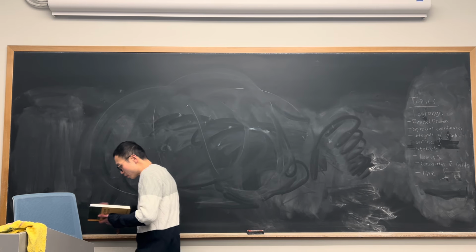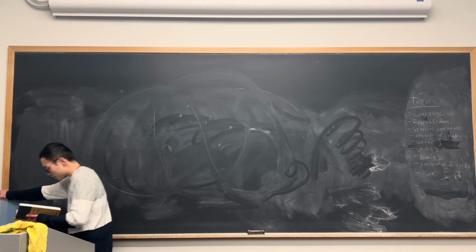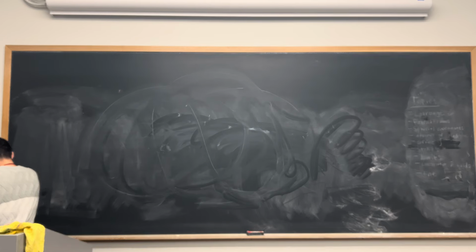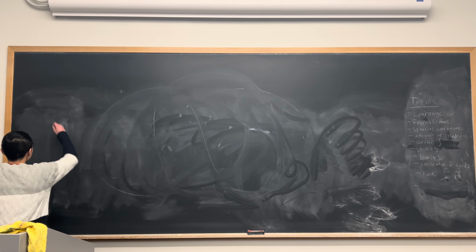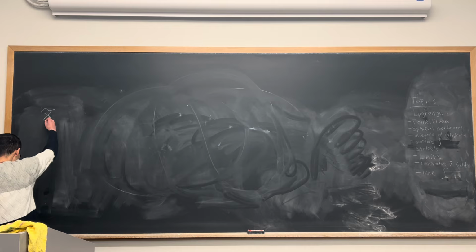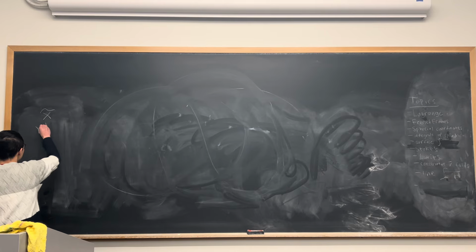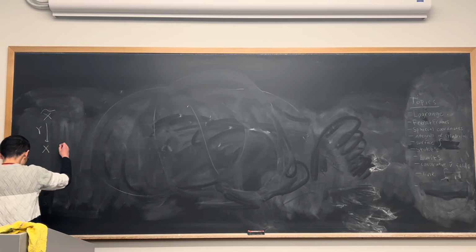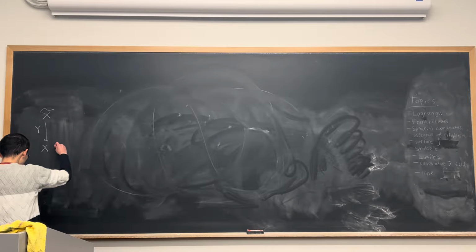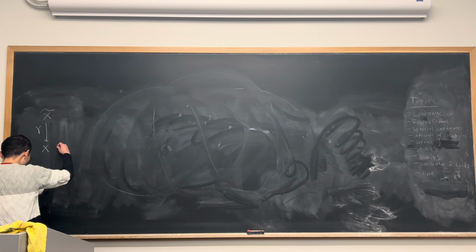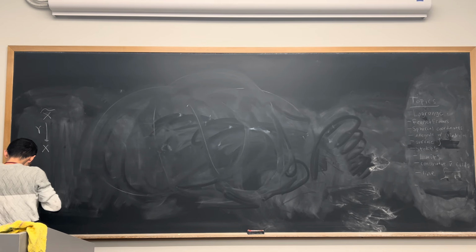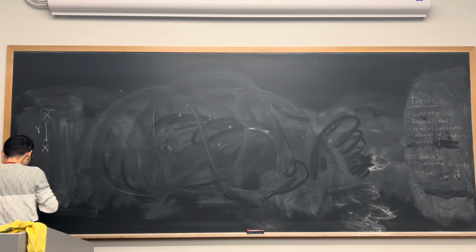Okay, so let me draw this diagram. Remember last time we have this X tilde, and then we have this covering projection map gamma. This is the space X. Okay, so this is just X. X is connected, locally simply connected, locally compact Hausdorff.